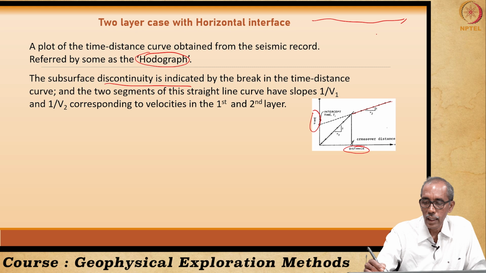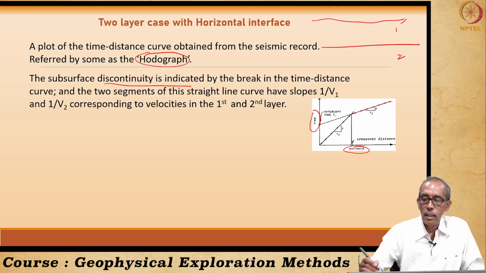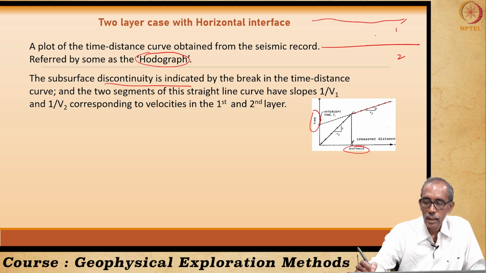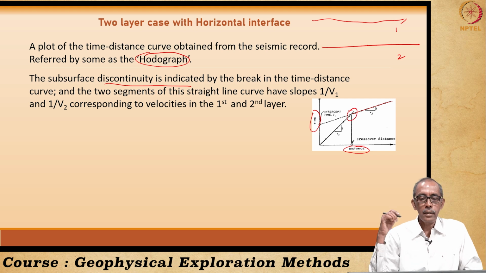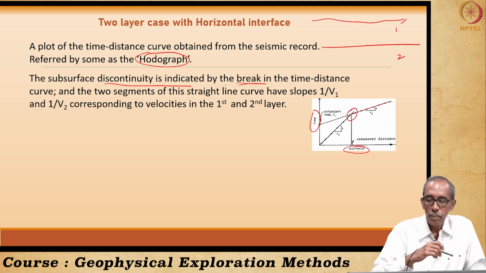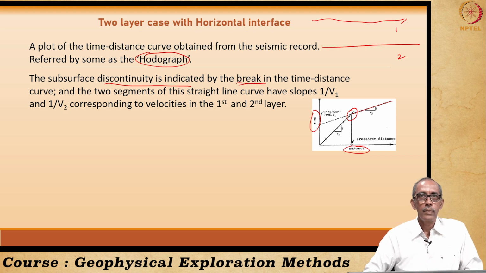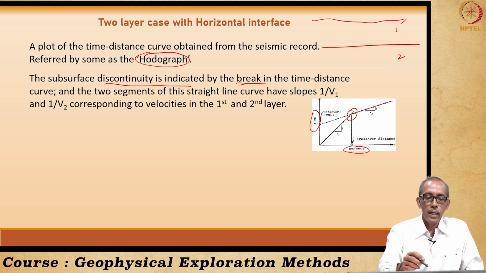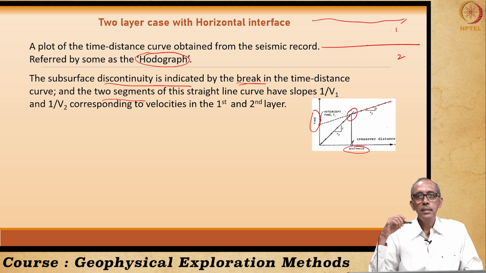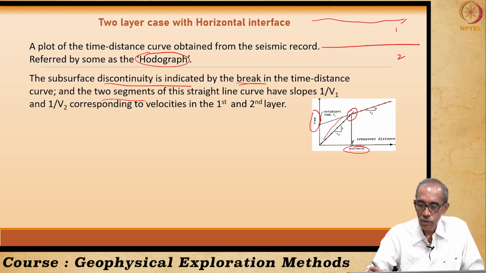This is the surface of the earth. This is layer 1, layer 2. The discontinuity in the subsurface formation is indicated by the break in the slope of the line, indicated by the break in the time distance curve. Actually, we have two segments of straight lines. The first segment is from layer 1, second segment is from layer 2.